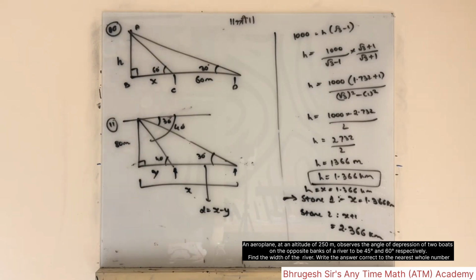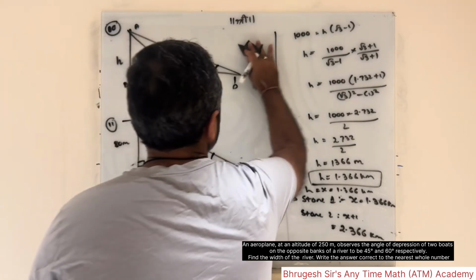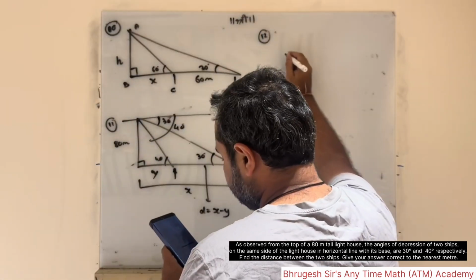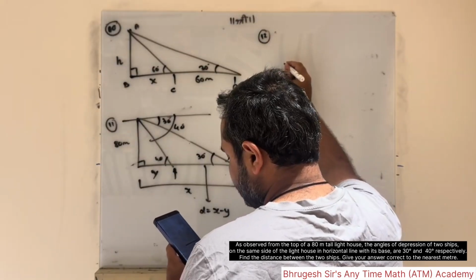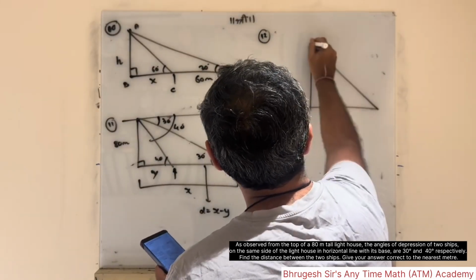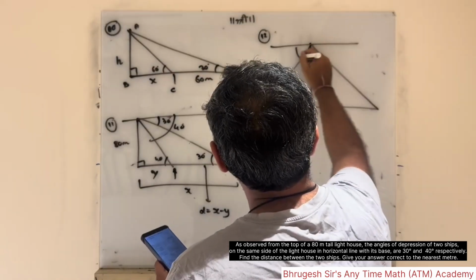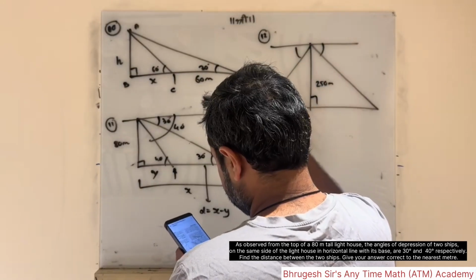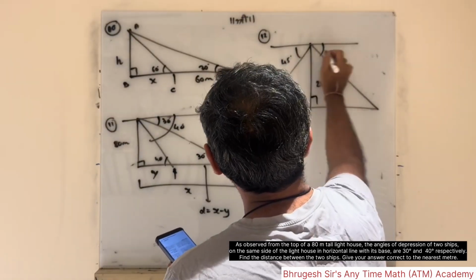बेटा प्लीज रीड इट आउट. सेम साइड था, इससे ये डायग्राम बना. एंड लास्ट 12th का डायग्राम बेटा. An aeroplane at an altitude of 2 meters observes the angle of depression of two boats on the opposite banks of the river. बेटा रीड केयरफुली. कितना है? 45 डिग्रीज एंड 60 डिग्रीज.